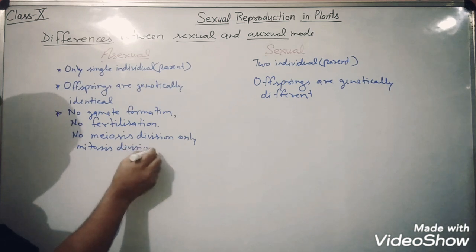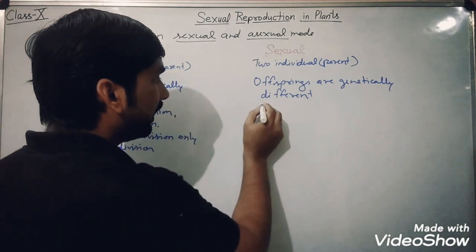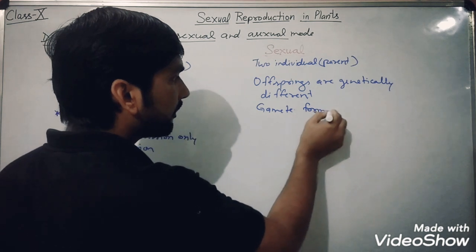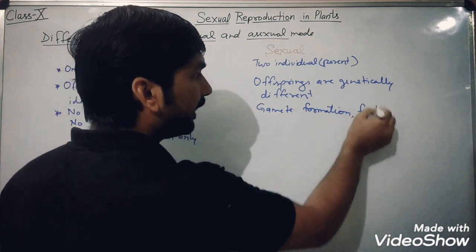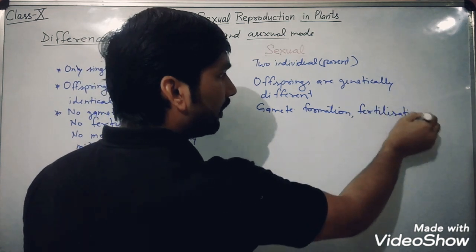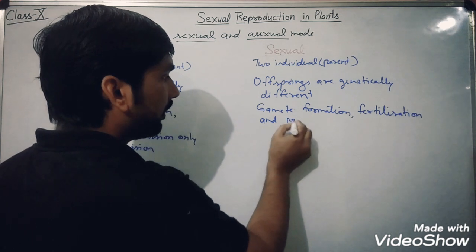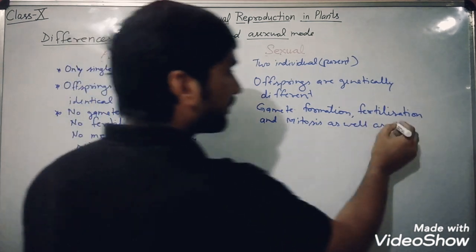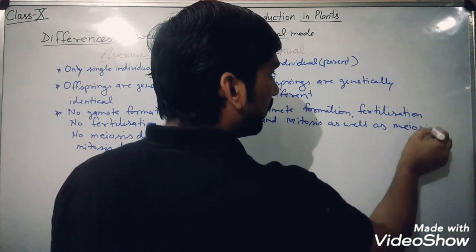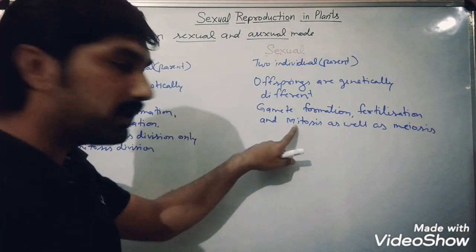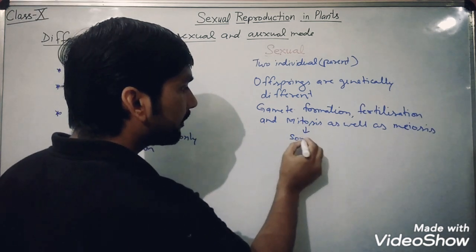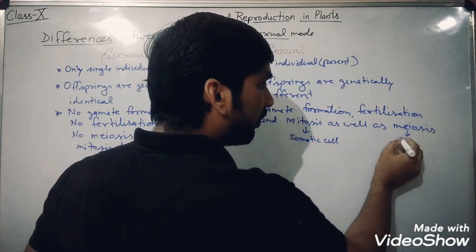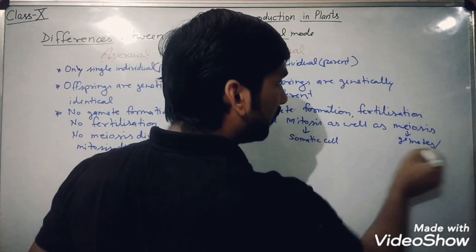But here, in sexual reproduction, gamete formation as well as fertilization will take place, and mitosis as well as meiosis division will take place. Mitosis division will form all the somatic cells, and meiosis division will form what we call either gametes or germ cells.